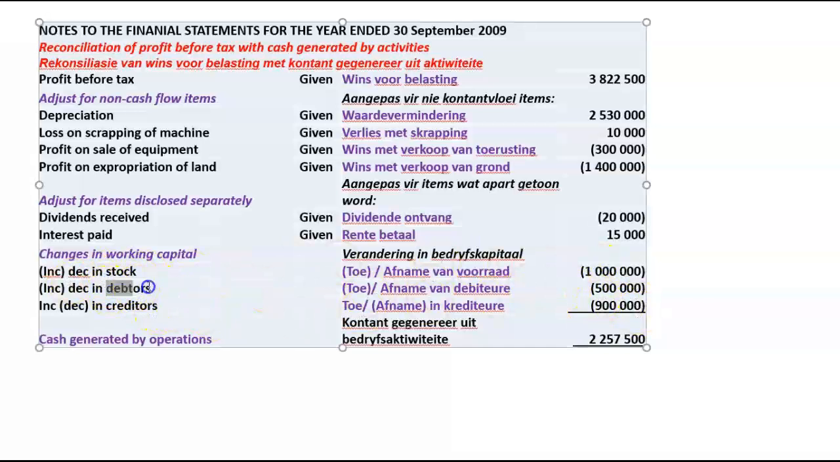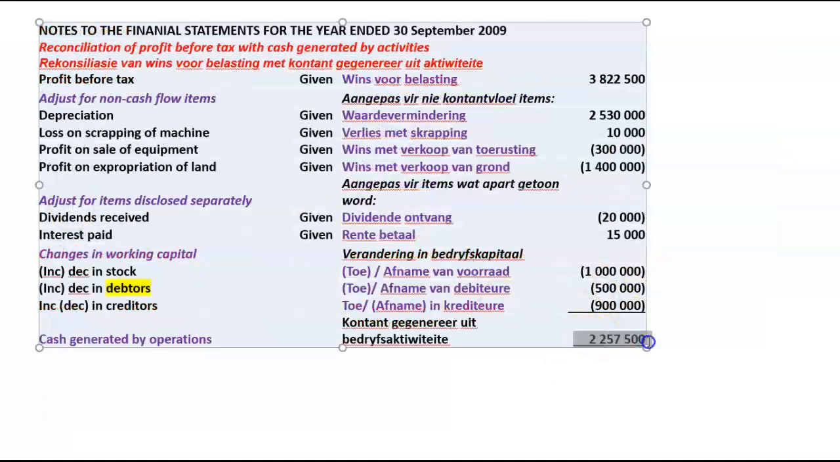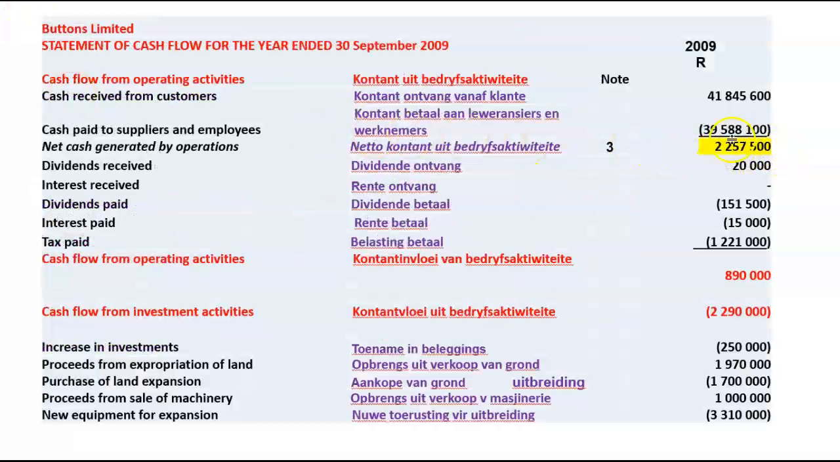And here's our debtors figure that we just have to add here, because we need that figure, debtors, 500,000 as well. Why? Because we are working on this line, which includes that line where debtors and revenue has been shown. And then we add there with that figure of 2,257,500, which reconciles back to that figure of 2,257,500.